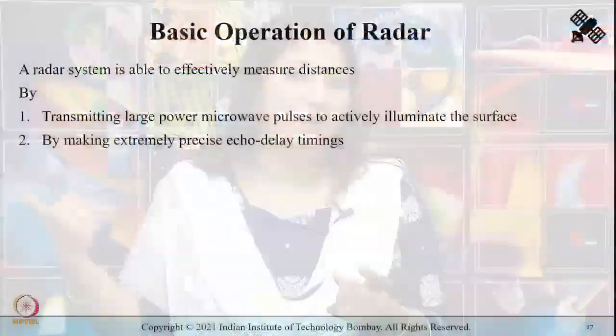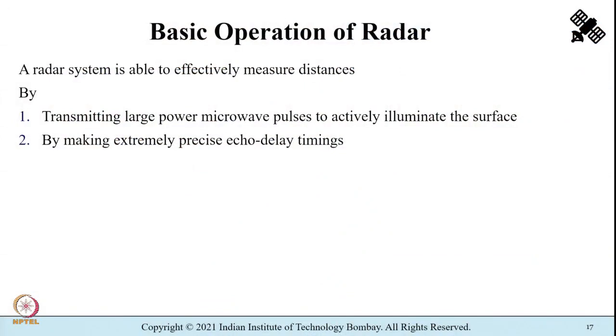So, we started with the operation of a radar, and that's when I mentioned that a radar system is able to effectively measure distances by transmitting large power microwave pulses to illuminate a target or a surface, and by making extremely precise echo delay timings.